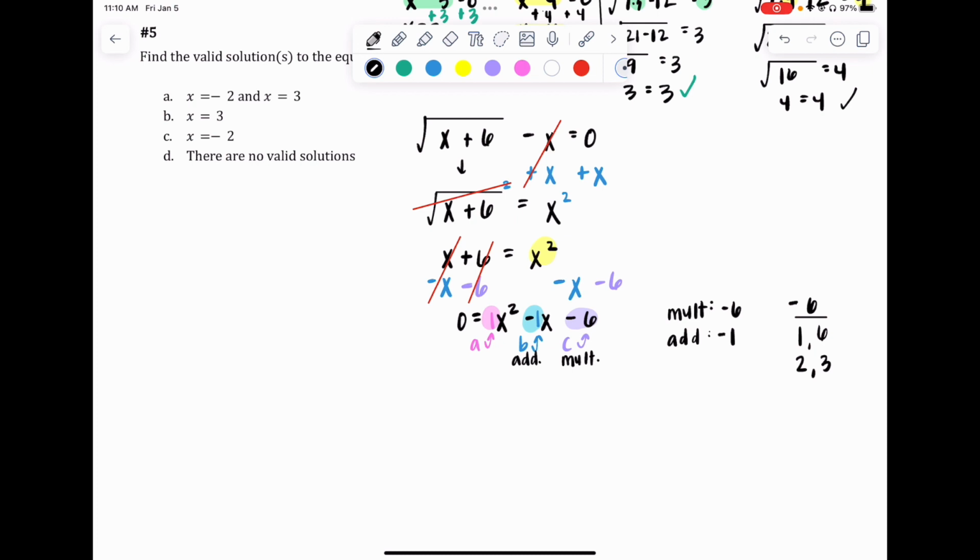So if I want them to add up to negative 1, I want to pick the numbers that have a difference of 1. And then if I want them to add up to a negative 1, I make the bigger number negative. If I wanted them to add up to a positive 1, I would make the smaller number negative. So 2 times negative 3 is negative 6, but 2 plus negative 3 is negative 1. So that's our pair that works.